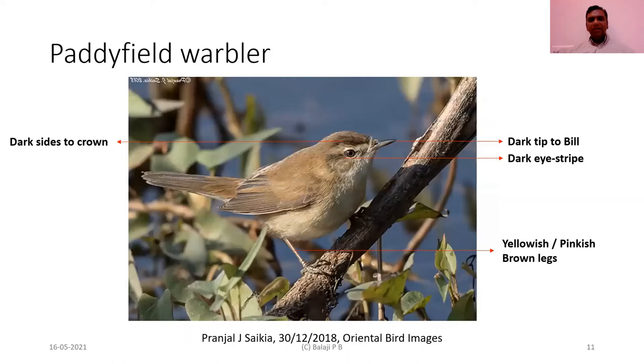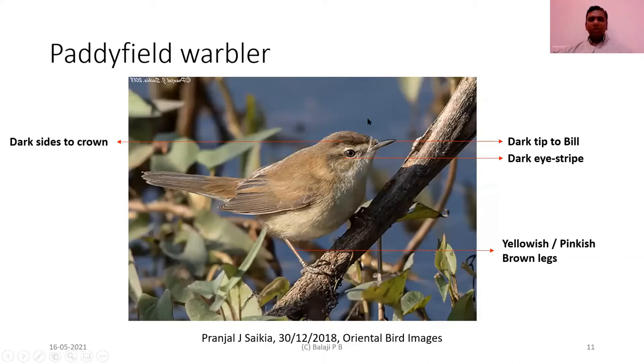And the other relatively rarer warbler in our area, but it can be confused with the other warblers, is the paddy field warbler. And there are a lot of records from Tirupur district for this warbler. In Coimbatore district, it is not very common, but there are records.